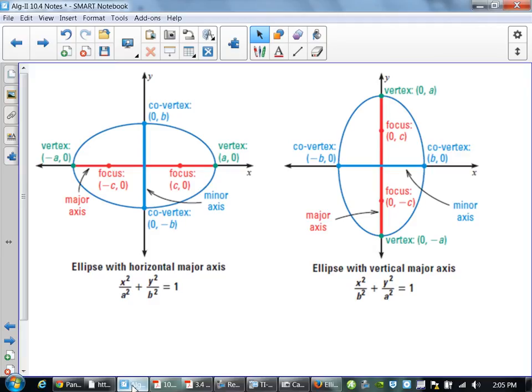This B value is going to be the distance from the center to what's called a co-vertex. So if my vertices go horizontally, my co-vertices go vertically, and we call that value B. The only reason my ordered pairs are (0, b), (0, negative b), (a, 0), (negative a, 0) is because the center today is at the origin. Tomorrow it will be at something like (2, 5), so you're going to have to add and subtract the A value or B value to (2, 5). So the distance from the center to the co-vertex is B.